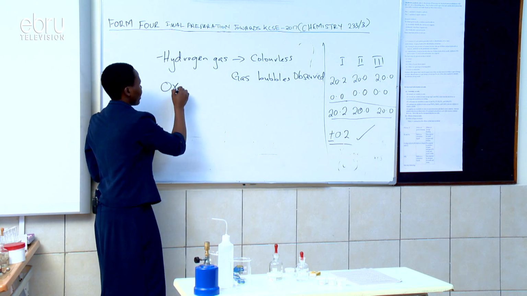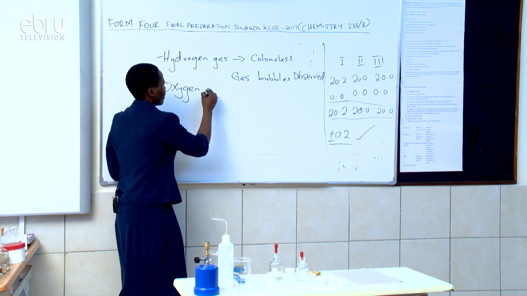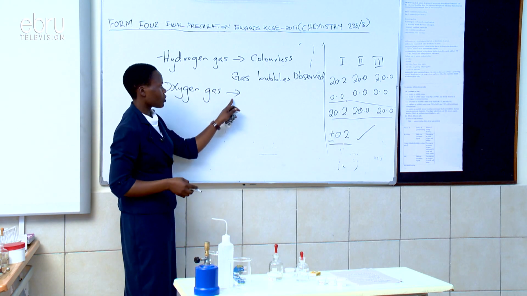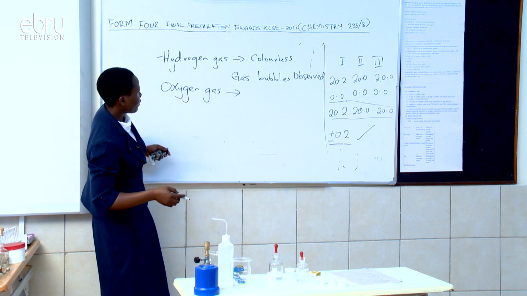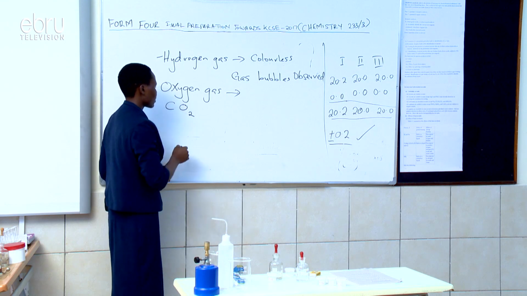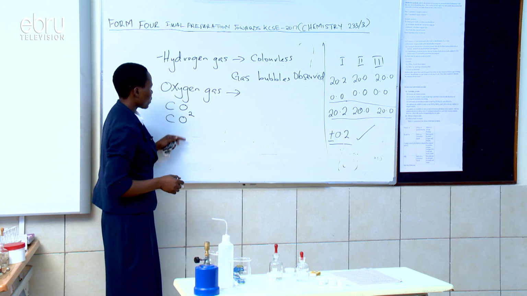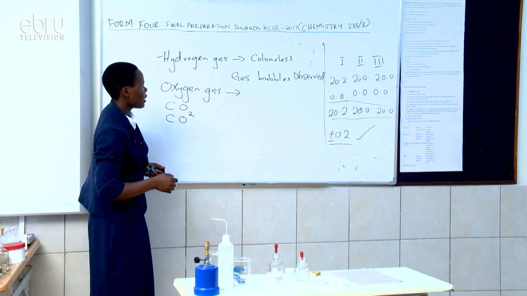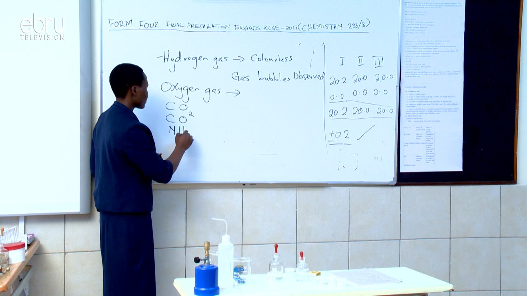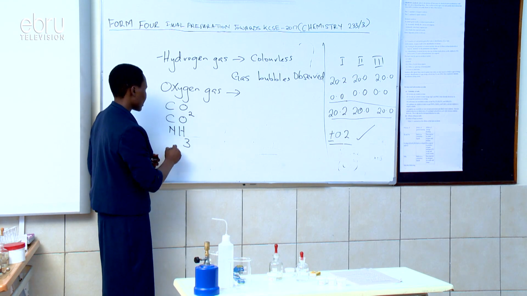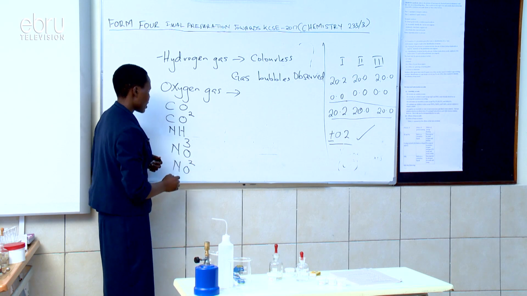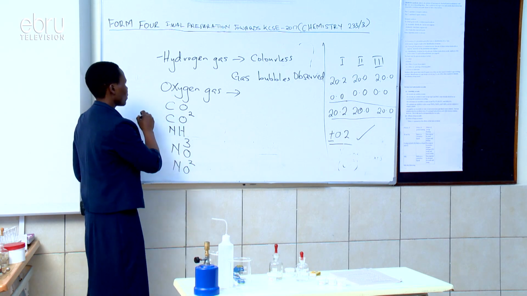Oxygen gas has also been learned in Form 1. So this one is still a colorless gas, so there's no expectation of a certain color. And then when it comes to Form 2, the learner came across gases like carbon (IV) oxide gas and carbon (II) oxide gas. So still these ones are colorless gases. When it comes to Form 3, the learner came across gases like ammonia gas, nitrogen (IV) oxide gas, nitrogen (II) oxide gas, and sulfur (IV) oxide gas.